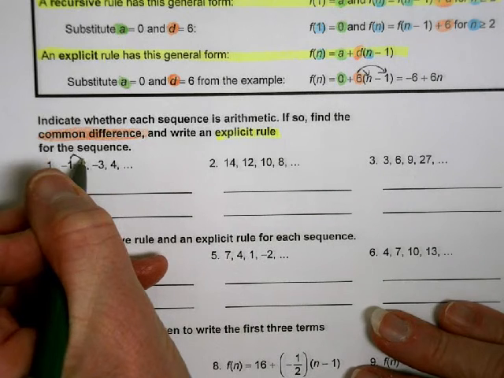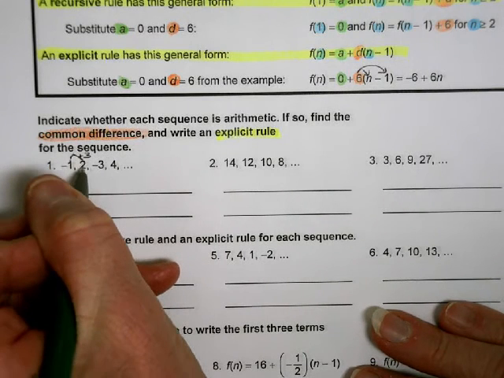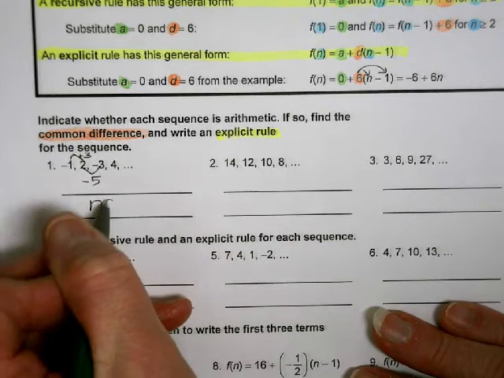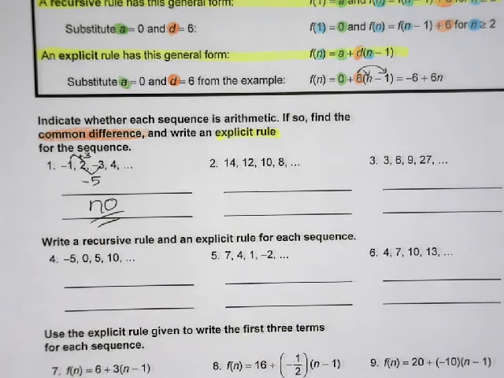So let's see. What do I do to -1 to get 2? I add 3. What do I do to 2 to get a -3? I take away 5. It has to be constant. I have to add 3 every time or take away 5 every time. I can't go back and forth and have different values. That is not a sequence.